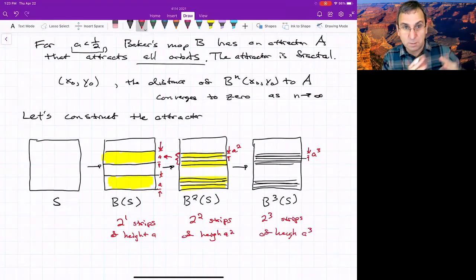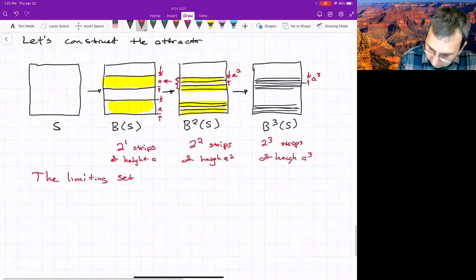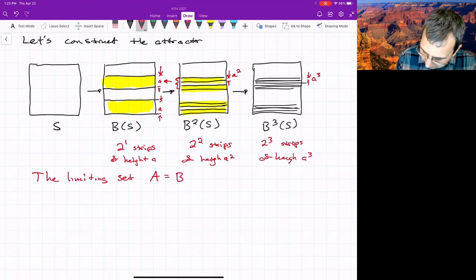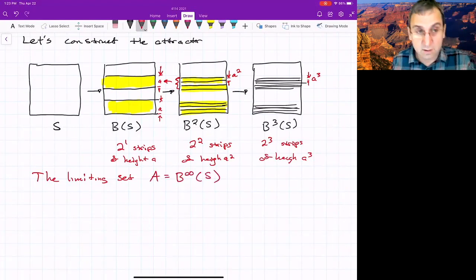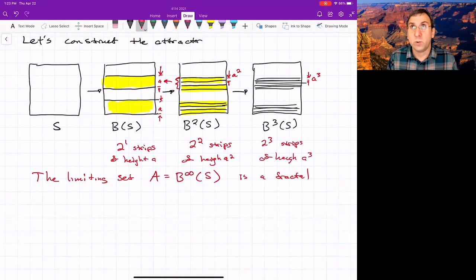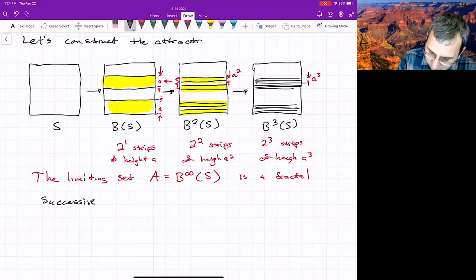So I think you can imagine what the limiting set is. It's going to be a fractal. The limiting set A, we could just say B^∞ S, applying this infinite times. So what do we mean by limiting set? I want you to observe that the successive images of the square are all nested inside each other. So maybe I should draw this initially as yellow so you could get the idea.